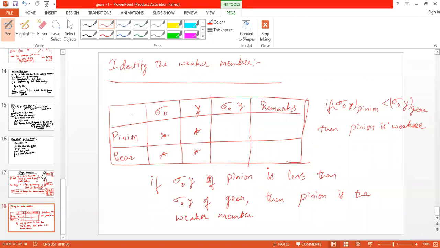Any doubt? No, sir. Okay. See here, you may not understand completely, but you just follow the procedure. And once you start solving the problem, most of your doubts will get clarified. And the class will be uploaded.